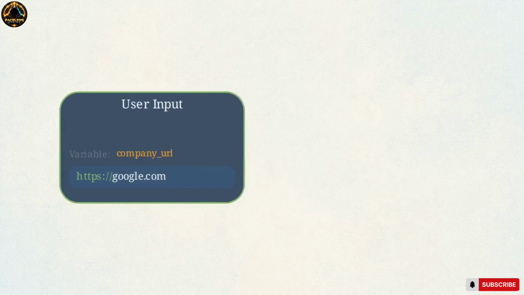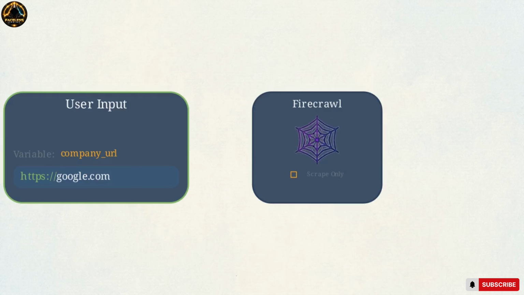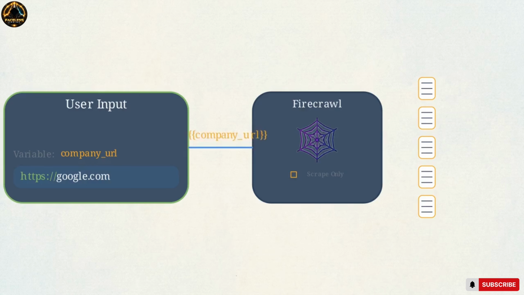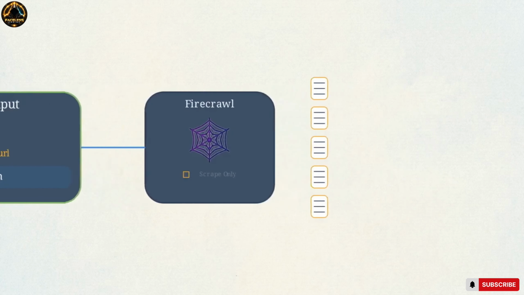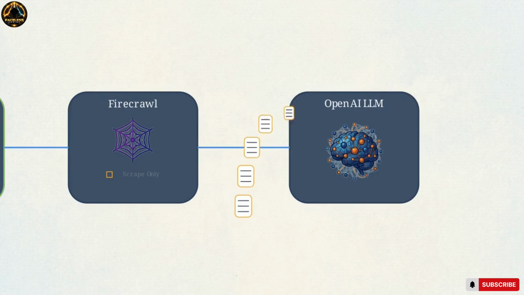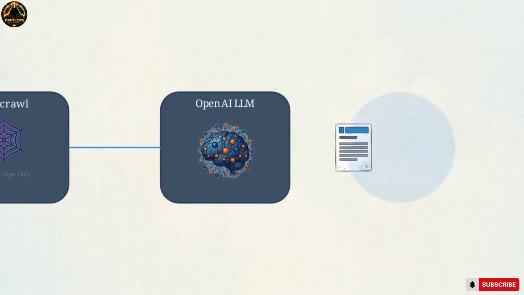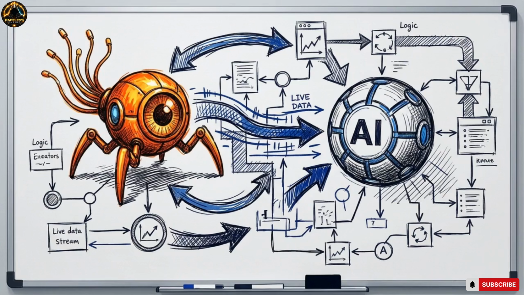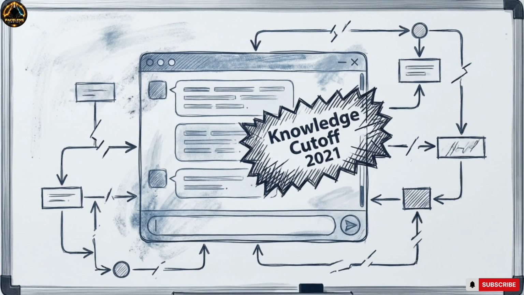Next, we add our Firecrawl step. By unchecking the Scrape Only option, we enable multi-page crawling to get a much deeper look at the business. To pass our target address into this step, we wrap our company_URL variable in curly brackets. Finally, we cap off the tool with an OpenAI LLM node. We instruct the model to ingest the raw text from those crawled pages and condense all of that data into a clean 300-word summary of the company. Chaining a live web crawler directly into a language model ensures your outputs are based on the company's website today. Relying on a standard ChatGPT prompt leaves you vulnerable to outdated training data.